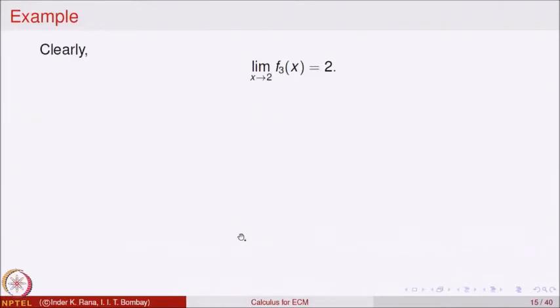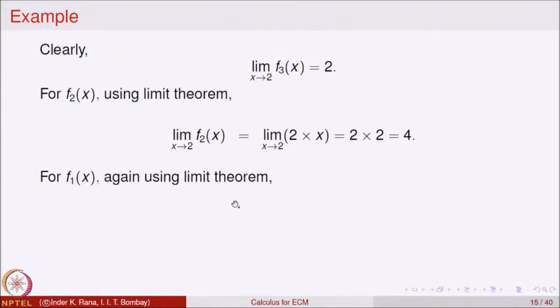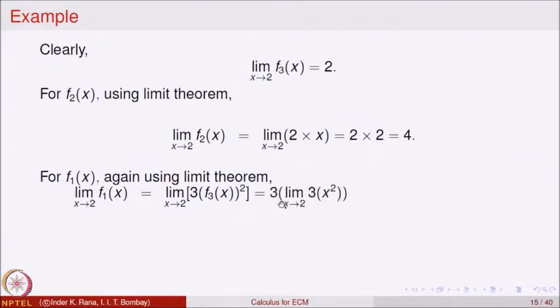So, let us write this using limit theorems. The limit of f2 of x is equal to 2 times x, so that is equal to 4. And the limit of f1 of x is the limit as x goes to 2 of 3x square, and that is 3 times the limit of x square, which is equal to 4 times 3. So, that is equal to 12. There is a typo again here, this 3 is not required. Okay, so that is equal to 12.